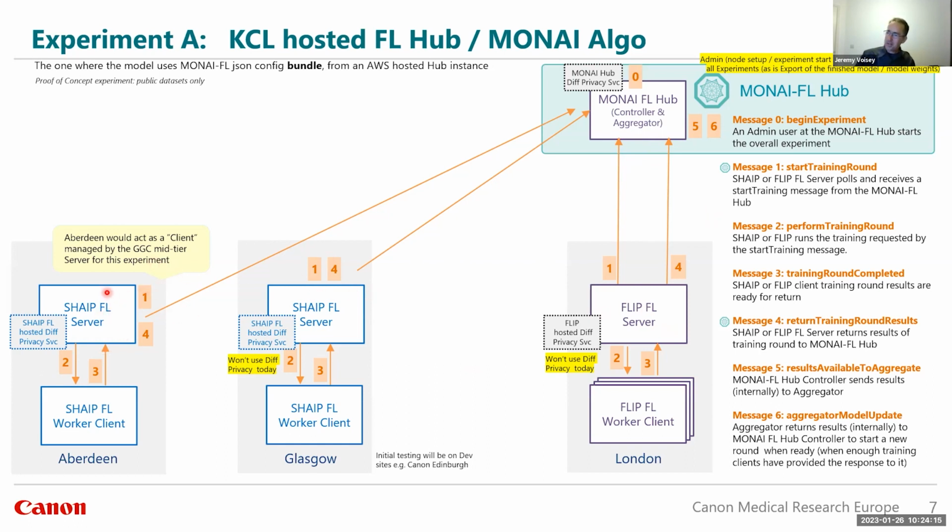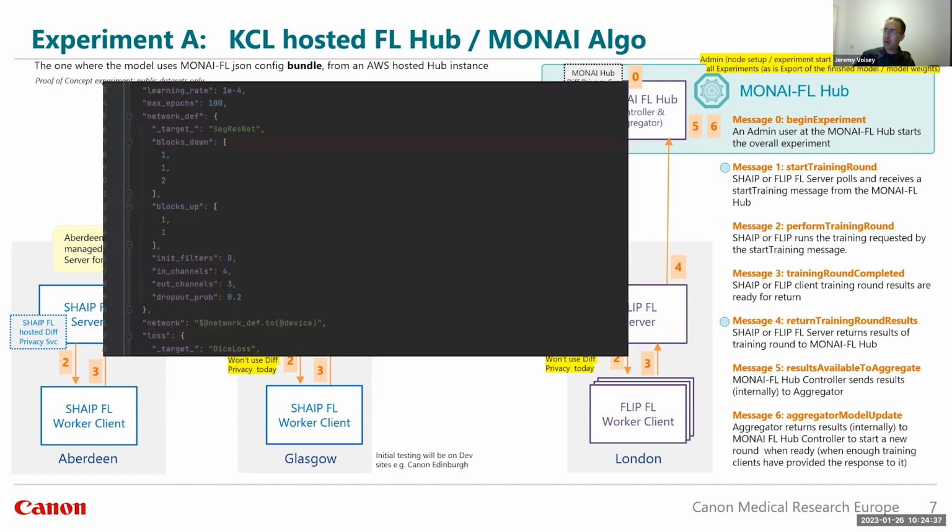Once the message is passed to the server, the server then passes the message to its clients, asking them to do a training round. When the training round is completed, it goes back up through the layers to the mid-tier server, back up to the MONAI FL hub, where, as usual, the aggregation takes place and another round continues. Now, for this experiment, we were using the MONAI bundle.